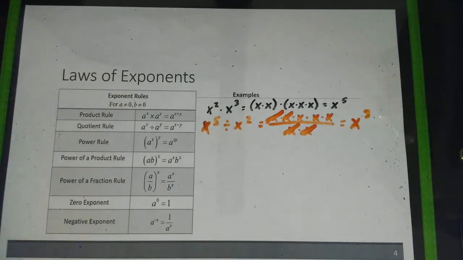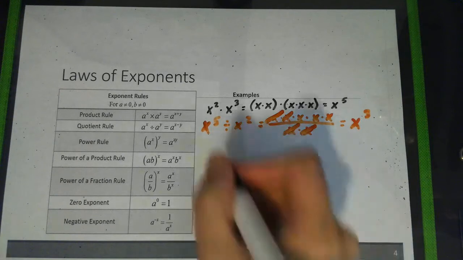Next up, we have the power rule that says if we have a raised to the x power raised to the y power, that'll be equal to a raised to the x times y power.